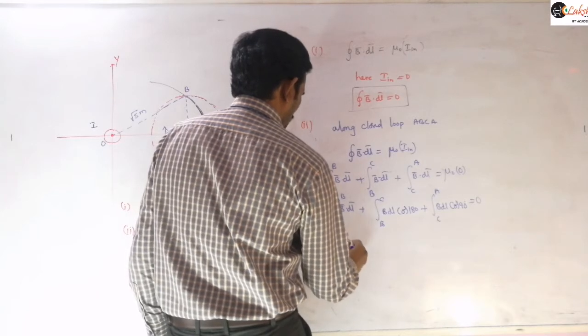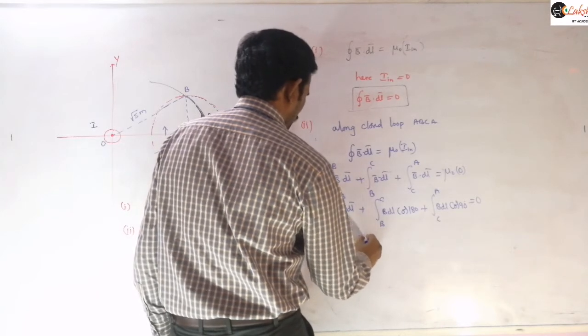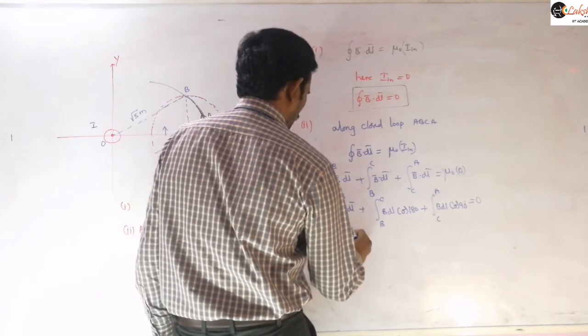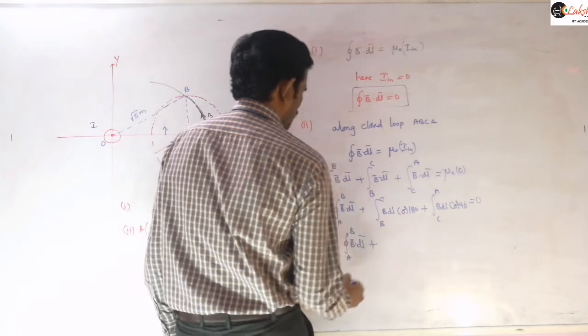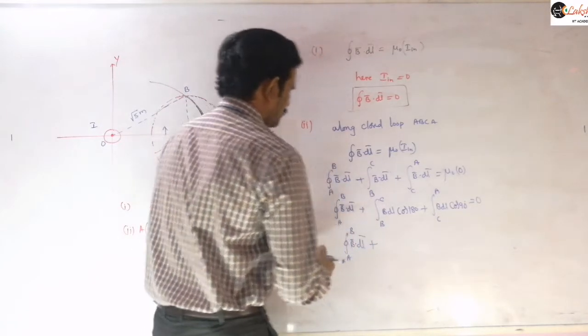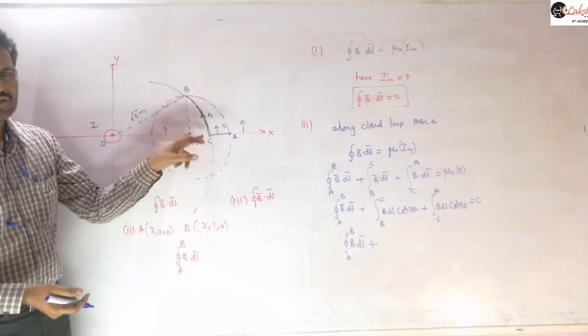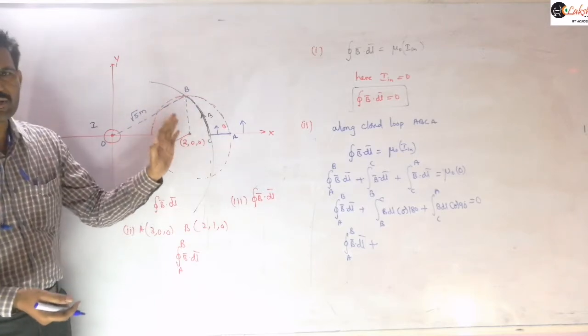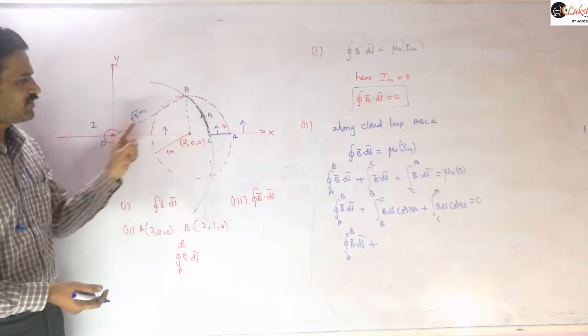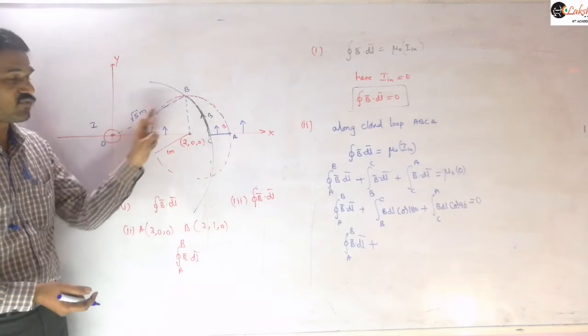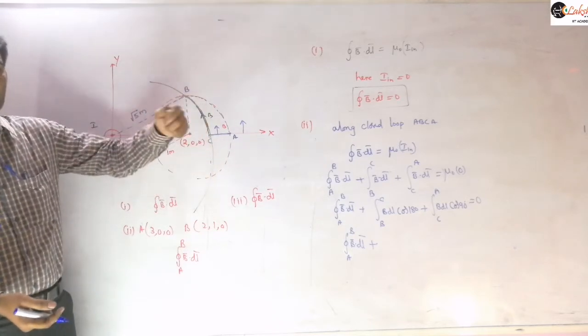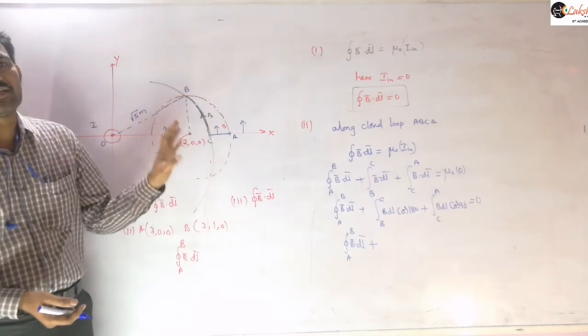This value is the integral of B bar dot dl bar from A to B, plus the value from B to C. At any point on this path from B to C, the magnitude of the magnetic field will be constant, right? Because any point will be at a distance of √5 meters only. We choose the point C like that.